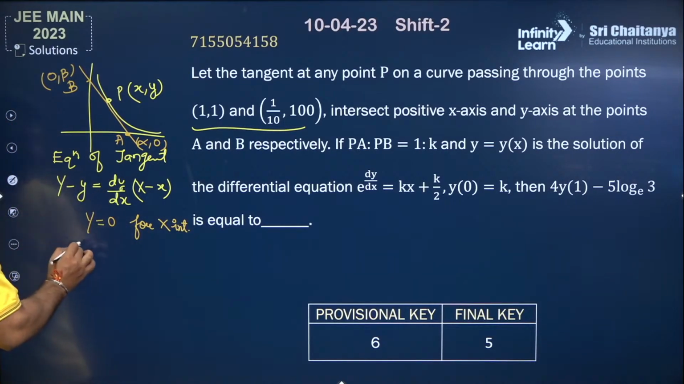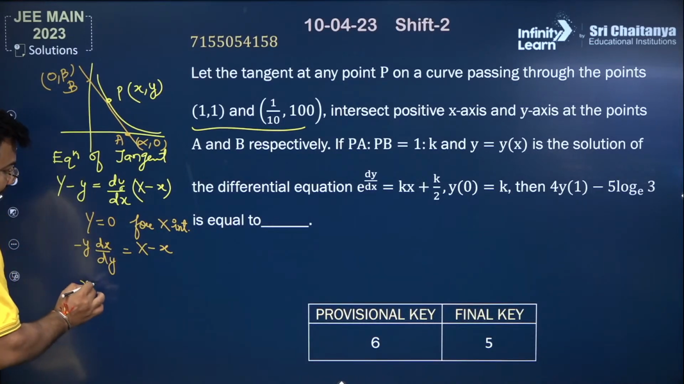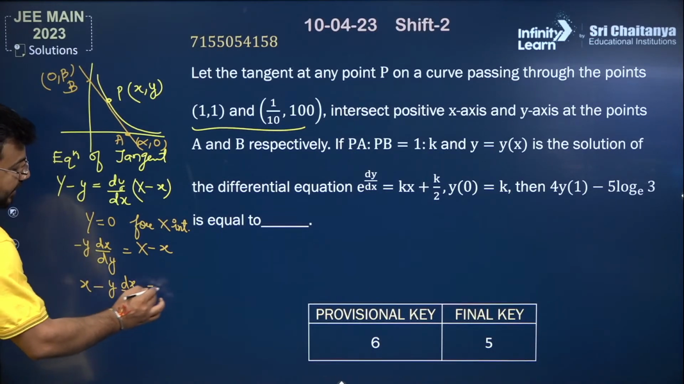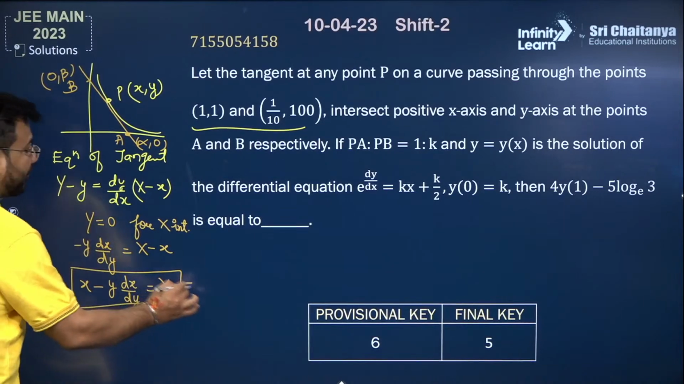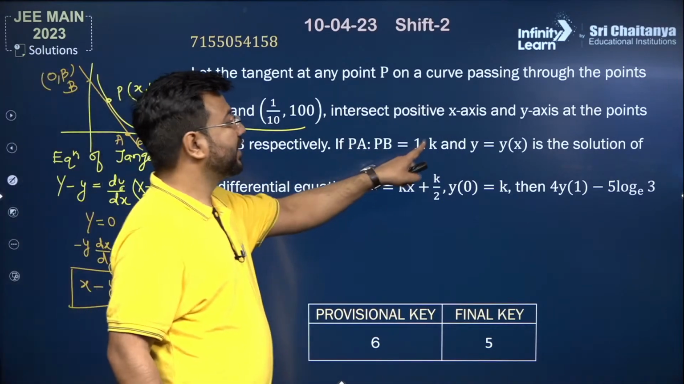As soon as I put the capital Y as 0, I'll observe that minus y dx over dy equals capital X minus x. So I'll be having the value of x minus y dx over dy as the value of capital X. Now this is the x intercept. This is the value for alpha. Once I have the value of alpha, now they have given that PA is to PB is equal to 1 is to k.